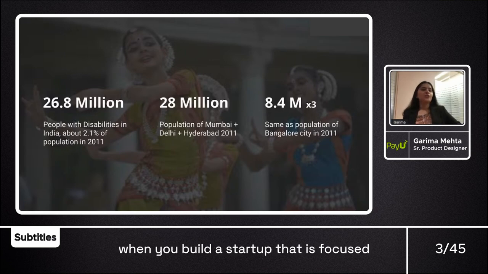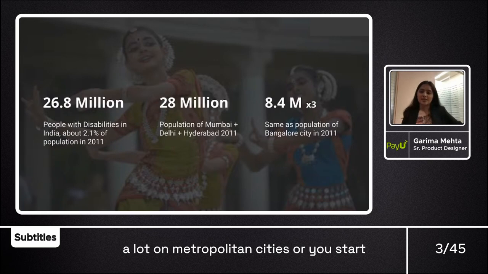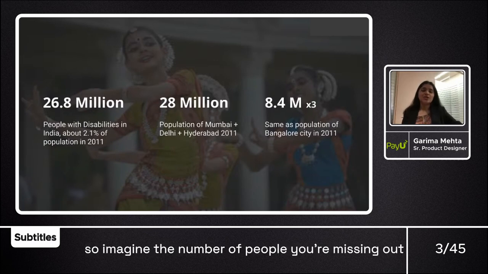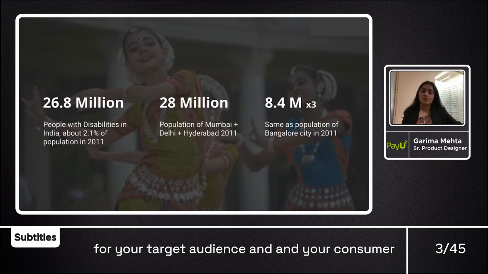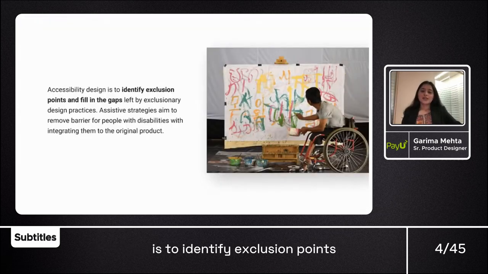Now imagine, when you build a startup that is focused a lot on metropolitan cities, or you start a product that is only based for people in Bangalore, the population that is disabled in India is almost equal to that target section. So imagine the number of people you're missing out for your target audience and your consumers. So accessibility is to identify exclusion points, and fill in the gaps that are left by different product owners and different product managers as well.